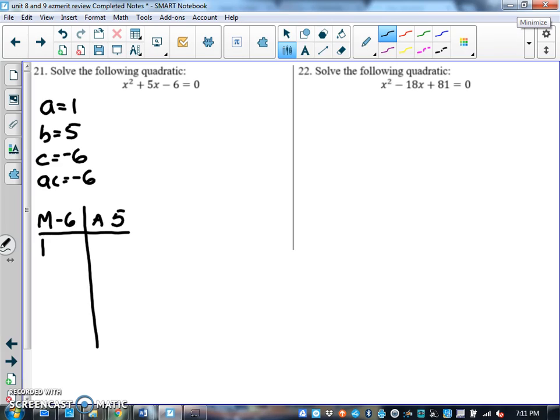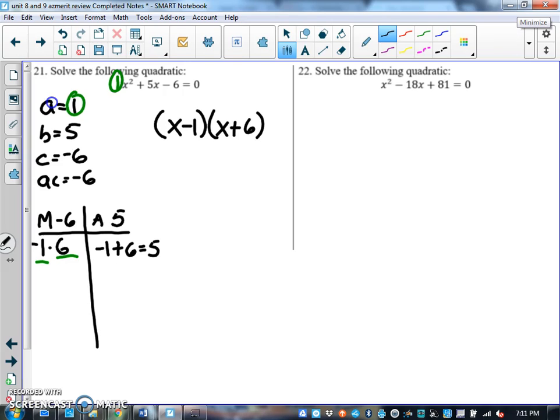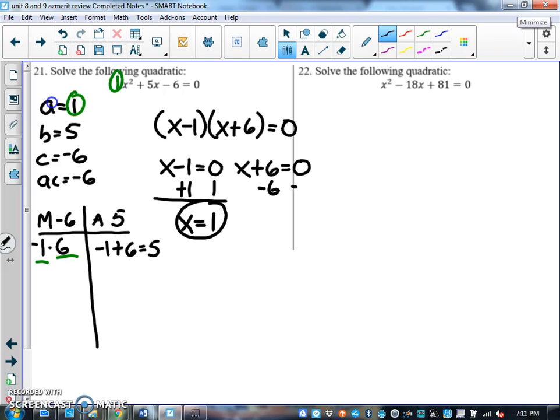So, negative 1 times 6 would be equal to negative 6. Negative 1 plus 6 is equal to 5. Since I know that my leading coefficient is 1, I know that my two factors are going to be negative 1 and 6, so I can factor this to be x minus 1 times x plus 6, and that's equal to 0. So what I'll do then is x minus 1 is equal to 0, x plus 6 is equal to 0. Add 1 to both sides, and I will see that x is equal to 1. Subtract 6 from both sides, x is also equal to negative 6.